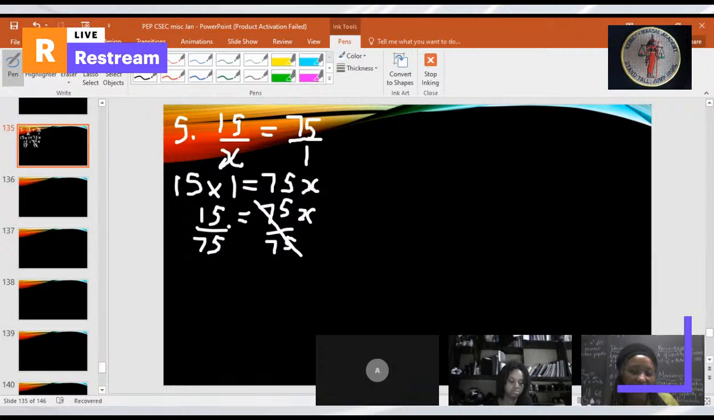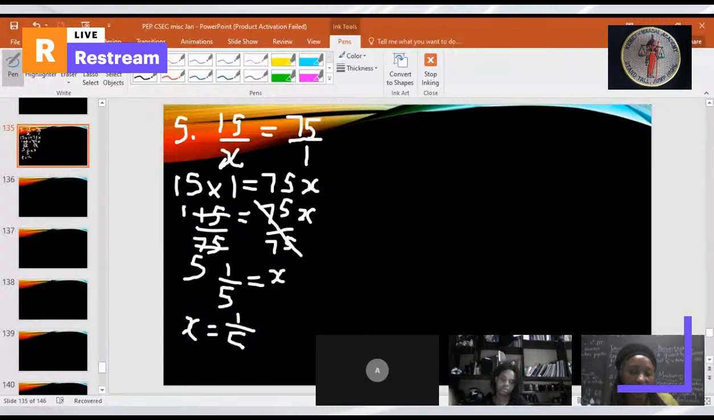And what would happen on the left? Miss, we can cancel it down to 1 over 5. Okay, so 15 goes into 75 5 times. So we have 1/5. X is 1/5. We can leave it like this, but we like to put the variable on the left when we have solved. Just rewrite it with the variable on the left. So x is equal to 1 over 5.